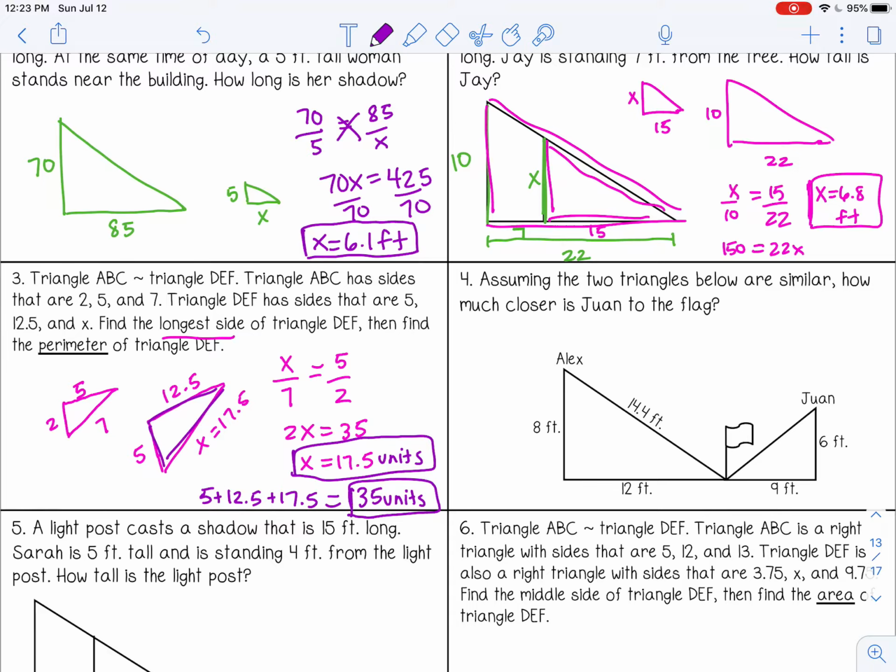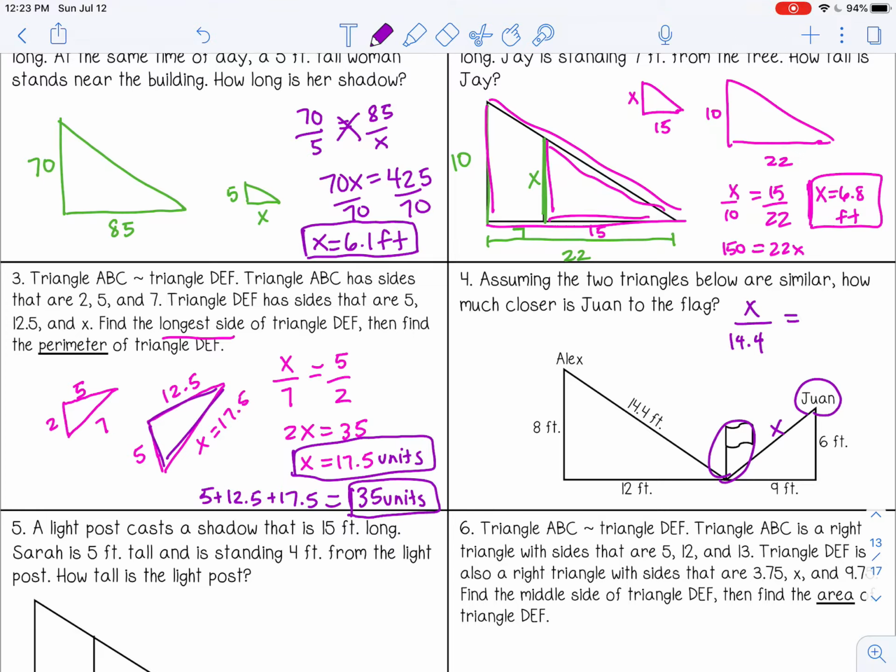All right. Number 4, assuming the two triangles below are similar, how much closer is one to the flag? Okay, so we first of all need to find out how close one is to the flag. So here's 1, here's the flag, so this is the distance from 1 to the flag. So let's solve for x first. So we know we have to use x. It's going to match with 14.4.